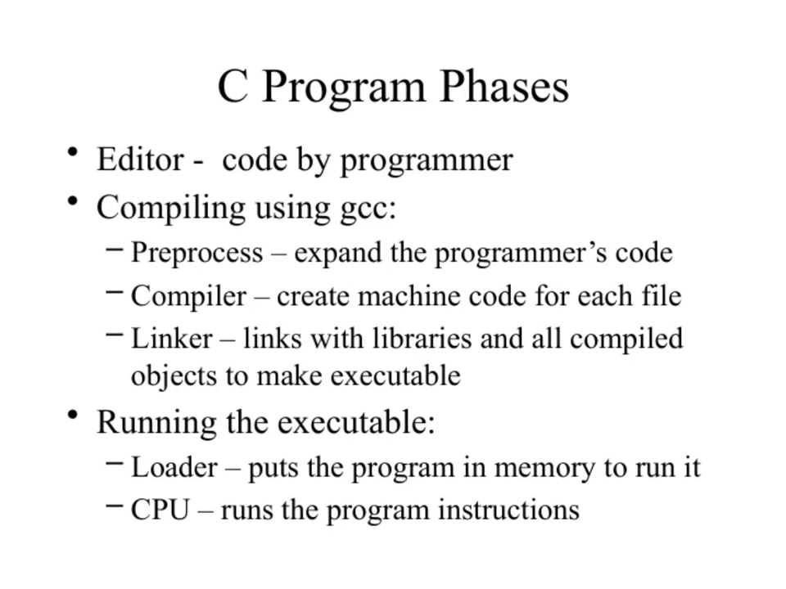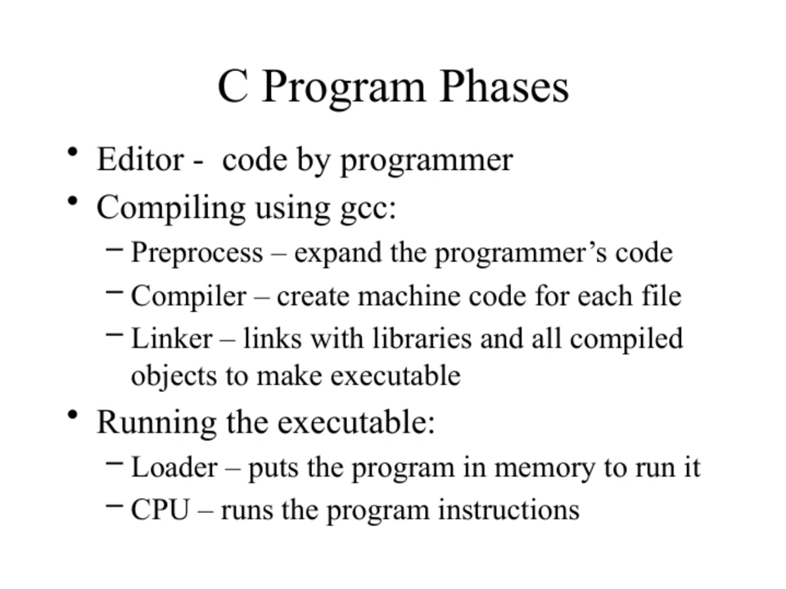Let's walk through the key phases involved in turning a C program into a running application. First, we have the editor, where the programmer writes the code. Once the code is ready, we move on to compiling using GCC. During this process, the preprocessor expands macros and includes headers, essentially preparing the code. Then, the compiler translates each file into machine code, creating object files.